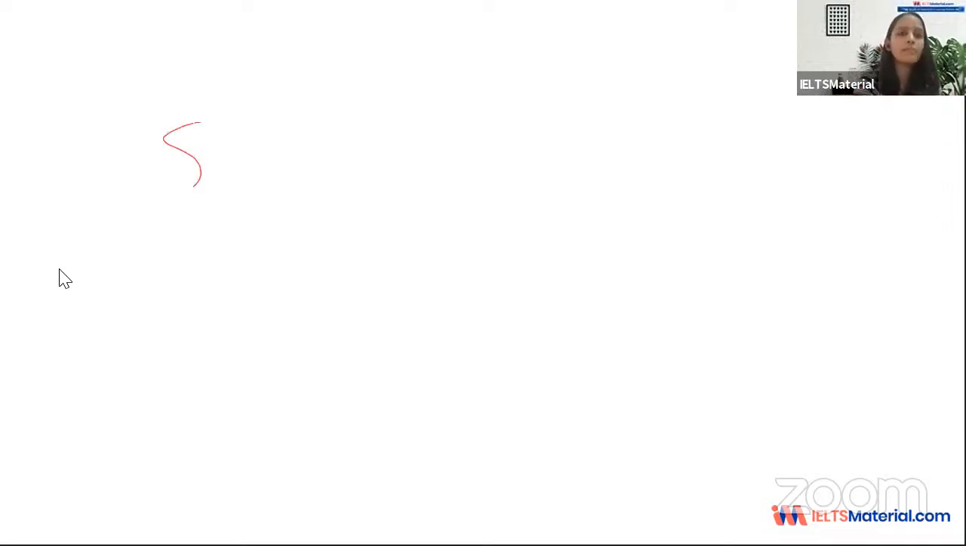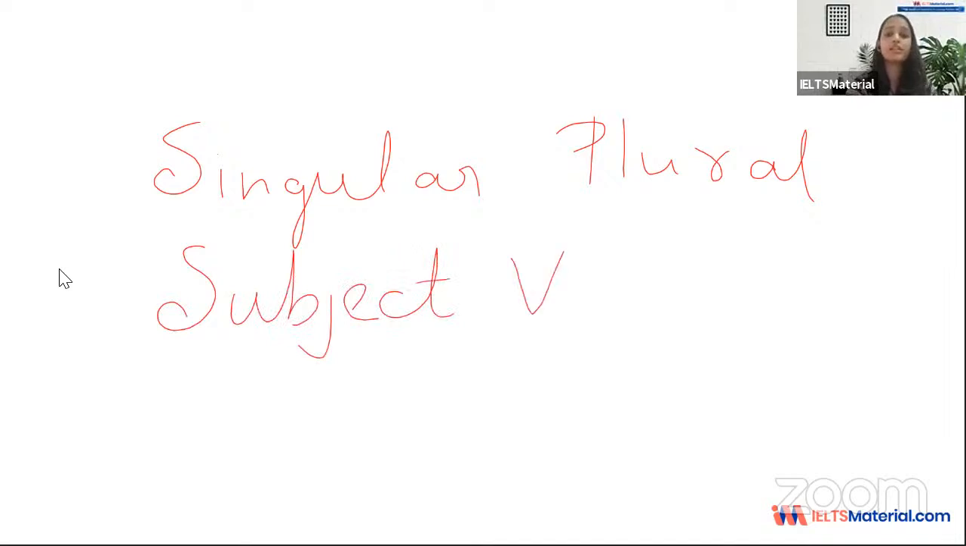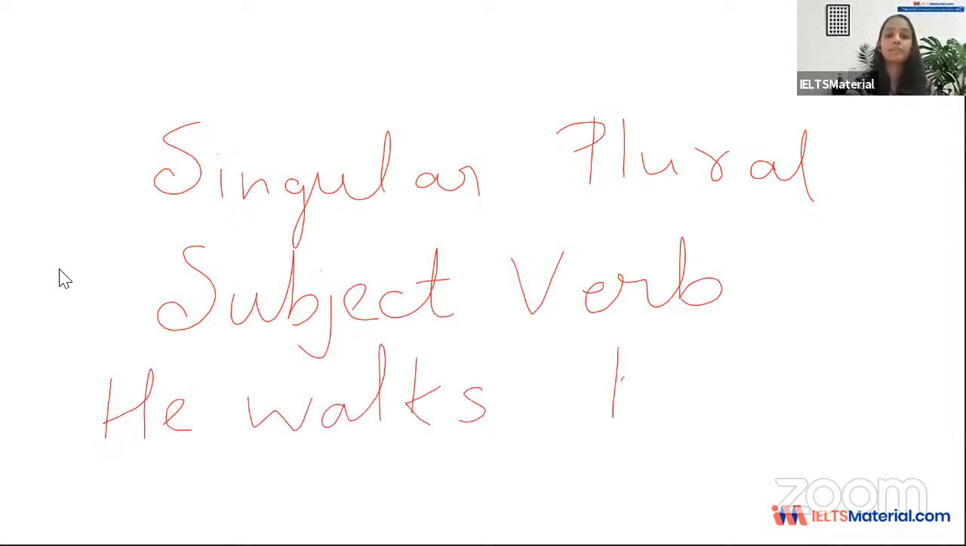Often students make mistake with singular and plural form. Make sure that you notice whether the question demands singular noun or plural noun. Sometimes students also make mistake in subject verb agreement. Now, this is another part of singular plural. So, he walks. Now, it cannot be he walk, right? The subject should agree with the verb.